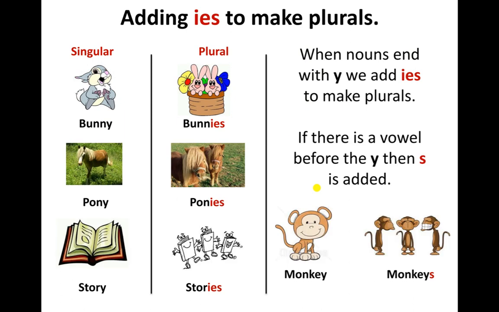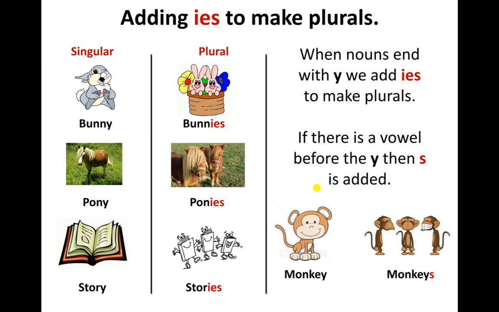The third rule is adding ies with the singular noun. When words end with y, remember students, words that are ending with y, we pluralize it by adding ies with it, such as bunny, pony, all these words end with Y. Hence, we will add IES with it. But there is an exception too to this rule.